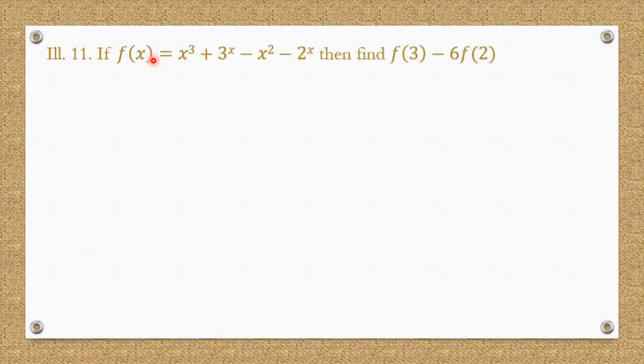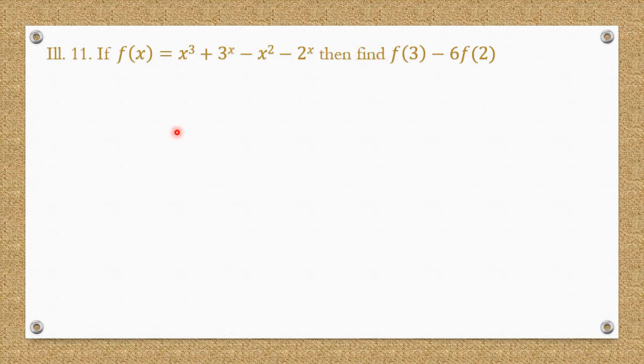We have f(x) is equal to x cube plus 3 raised to x minus x square minus 2 raised to x. Then we have to find f(3) minus 6 times f(2). What we need to do here is that first of all substitute these x's with 3, get the answer, then substitute it with 2, get the answer, and then solve this equation by putting those two answers in it.